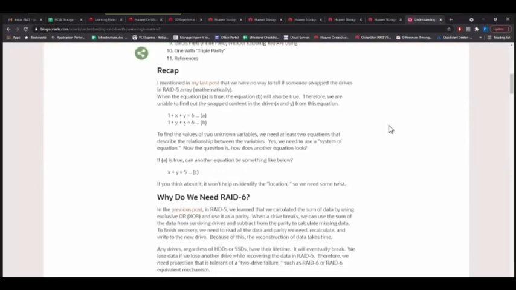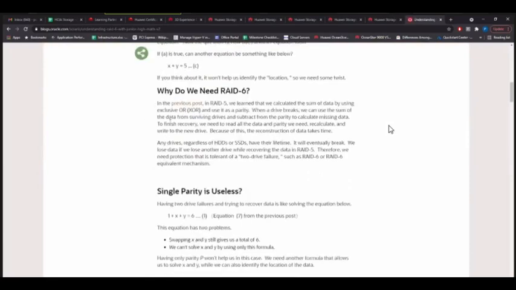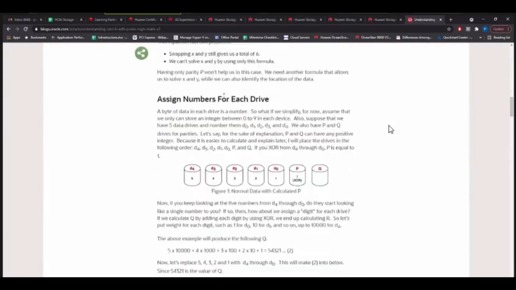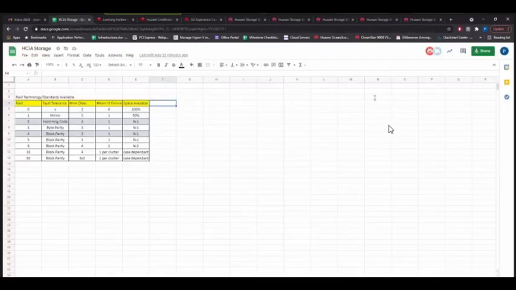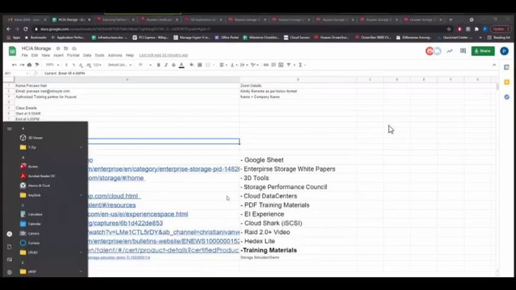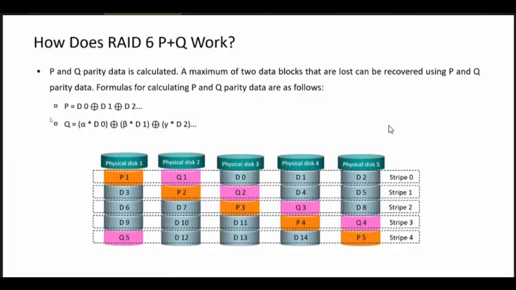So yeah, how you find A, B, and all that stuff. Go ahead. There are some examples here, but I don't want to go back into my mathematic days. I am very bad with maths. But that is RAID 6 PQ. They use some formula to calculate Q and P.